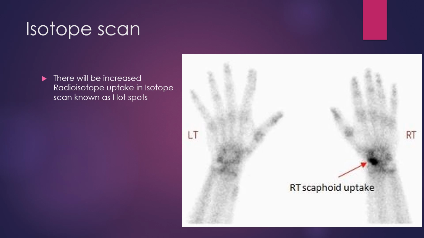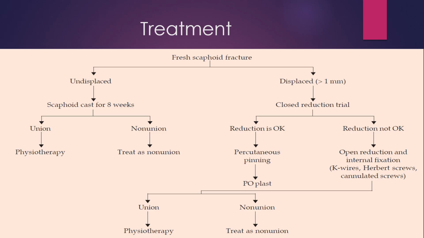Then we can do isotope scan. In isotope scan, it is also known as a bone scan, or we can also do a PET scan. So this will show increased uptake of the radioisotope or the dye. So these are known as hotspots. When a fracture occurs, the bone activity for union increases. That's why the isotope is more absorbed, and it shows a hotspot on an isotope scan.